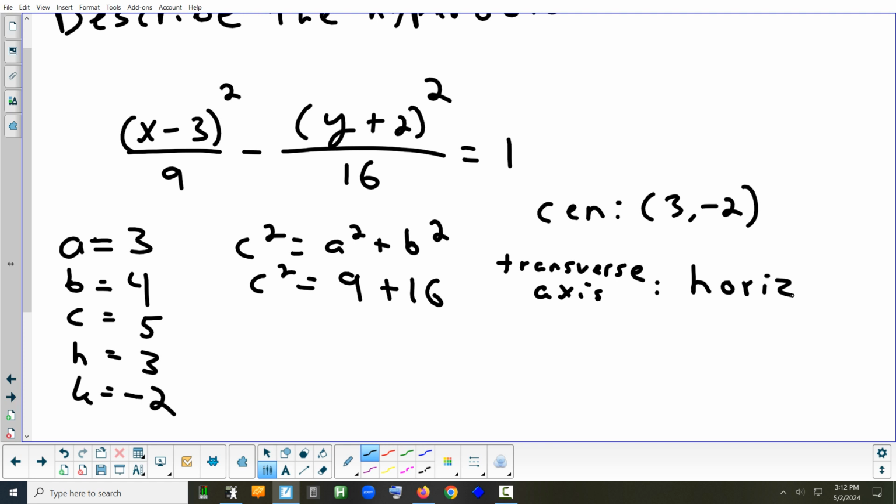Okay. Yep. So the X and the Y can switch places in the hyperbola. In the ellipse, they don't. I thought it was always X and then Y is the next one. No, not for hyperbolas. X can come first or Y can come first. That's how the transverse axis changes.